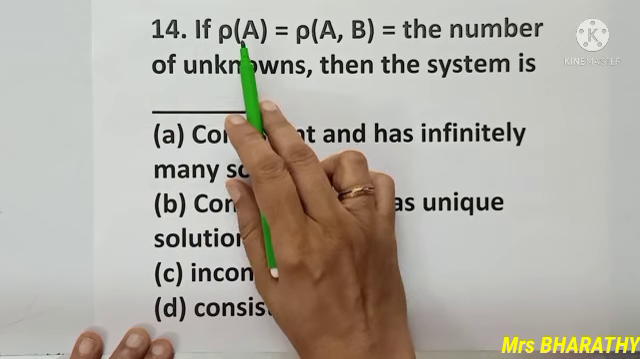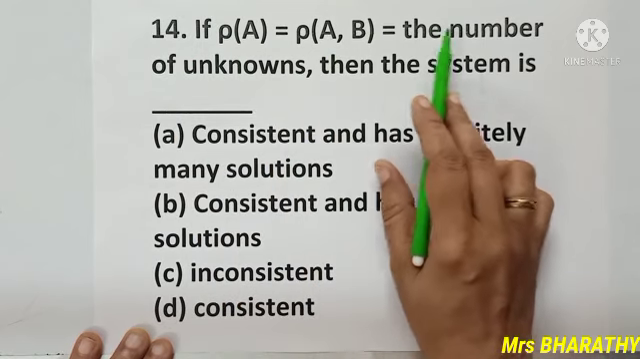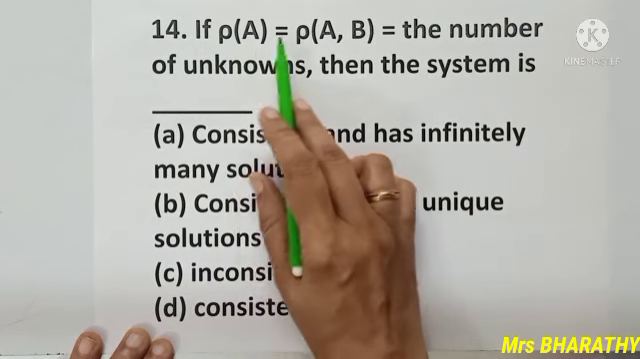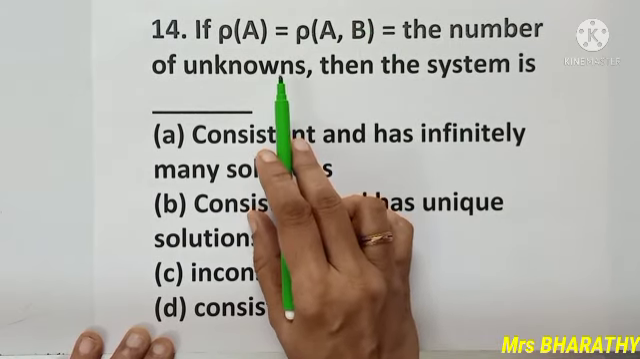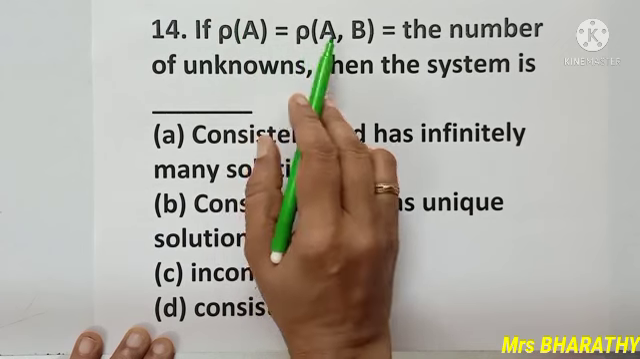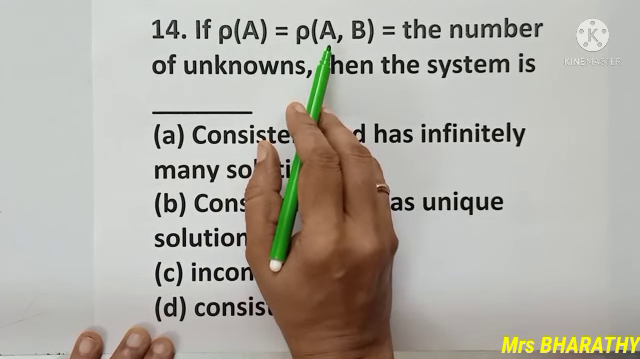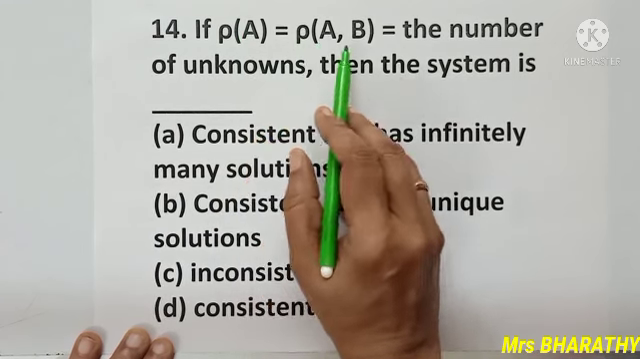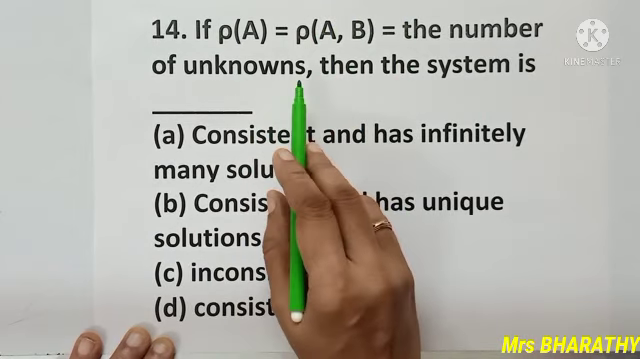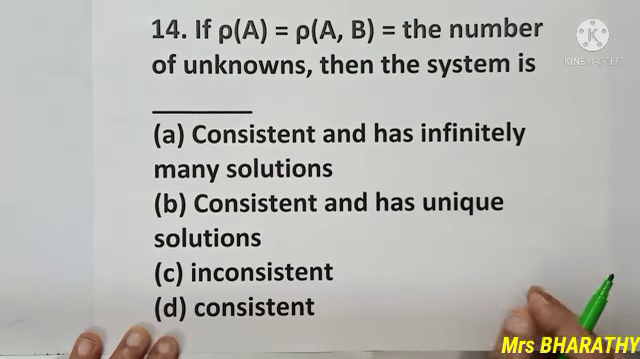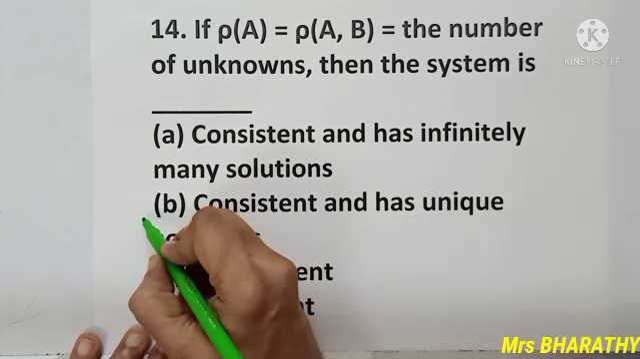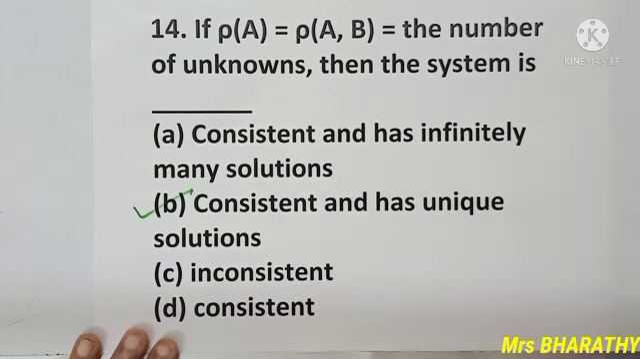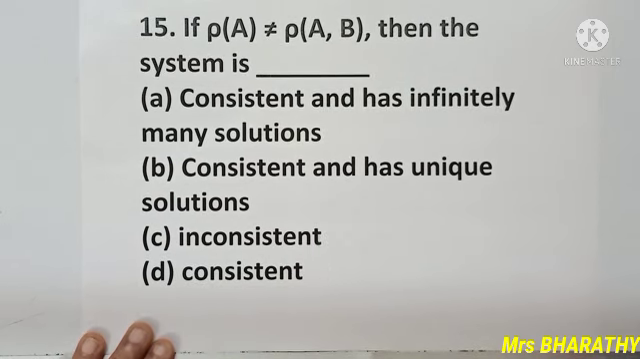Question number 14. Row of A, row of AB, number of unknowns, all are equal. Then we will declare consistent because row of A and row of AB are equal. It is again equal to the number of unknowns, so it has a unique solution. So consistent and has unique solution. Option B is the right choice.